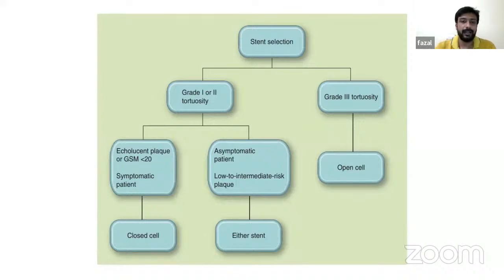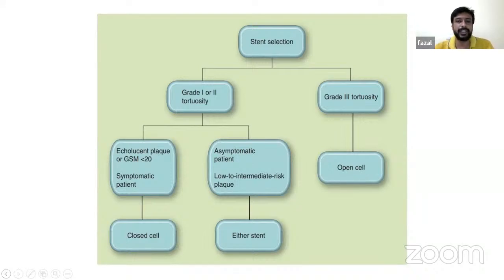It's not ideally done, but if at all you can do a carotid Doppler, then you can see the lucency of the plaque. There is something called grayscale median, by which you can grade the lucency of the plaque. In a symptomatic patient with an echolucent plaque or a grayscale median less than 20, it is always better to select a closed cell stent because it has higher chances of distal embolization. Whereas in an asymptomatic patient where there is a smaller area of plaque and less risk of distal embolization, you can choose either stent.